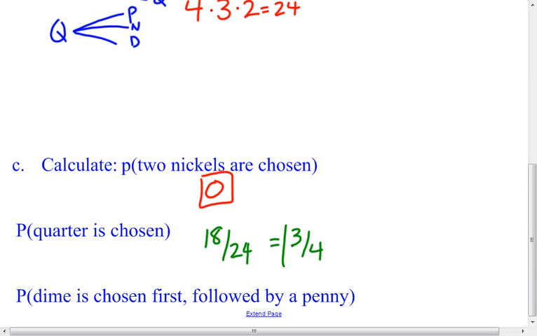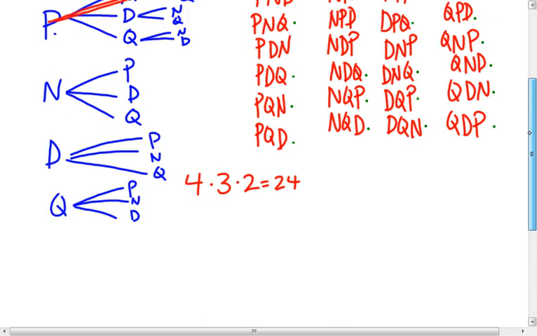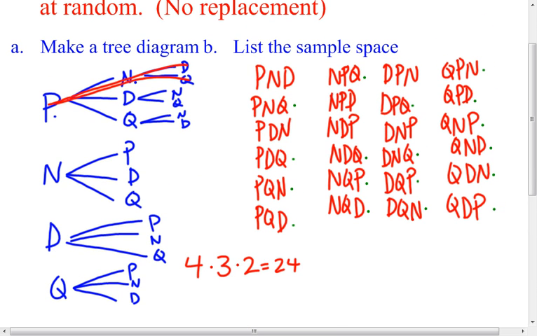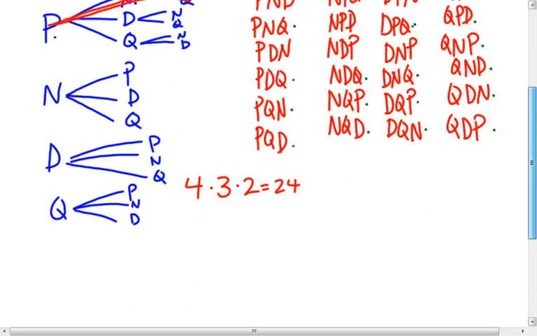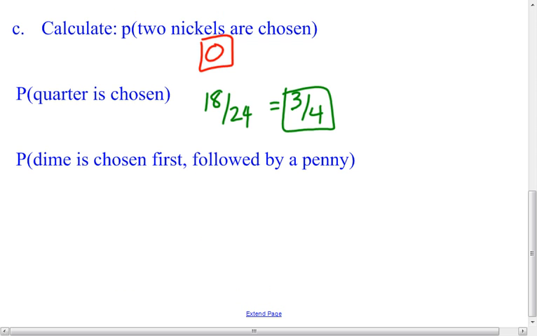And then a dime is chosen first, followed by a penny. And it doesn't say anything about the third coin, so that doesn't matter, but it needs to be a dime and then a penny. And so that's these two choices right here. You could have a nickel as the third coin or a quarter as the third coin, but dime and penny, there's 2 of those out of the 24 options. So 2 out of 24, which of course reduces to 1/12.